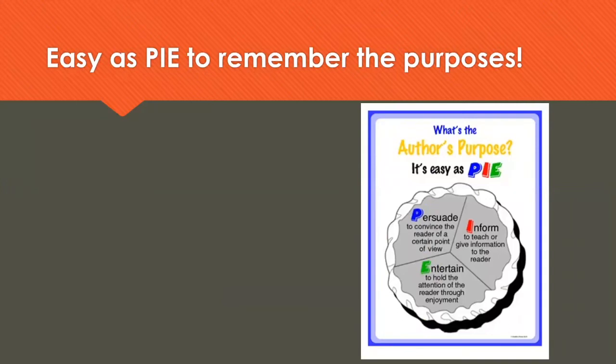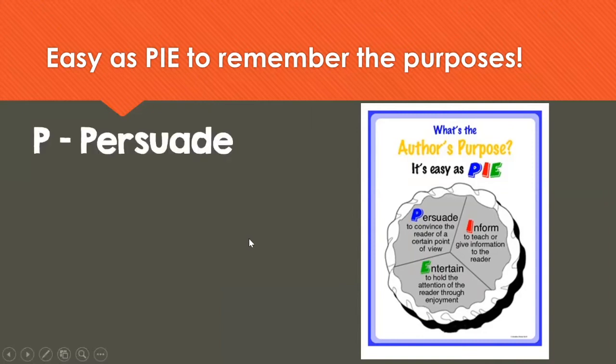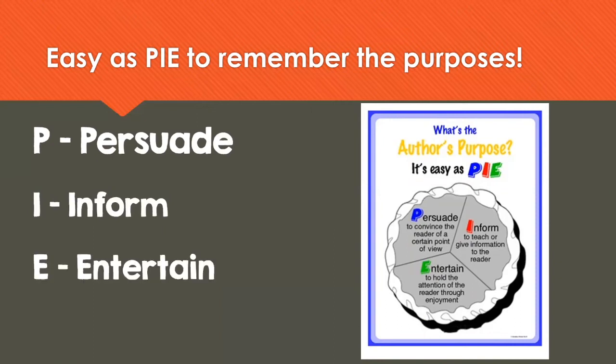Let's review all three authors' purposes. It's as easy as pie. If you take the first three letters from pie, we get P, persuade, I, inform, and E, entertain. P stands for persuade. The author wants us to take action or do something. I stands for inform. The author wants to teach us something or give us facts and information.